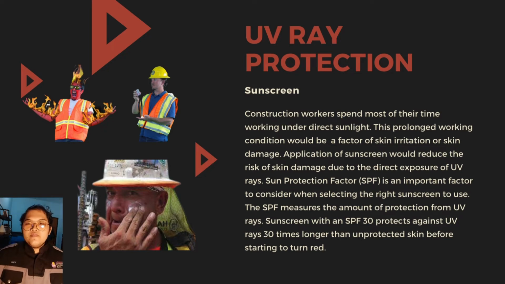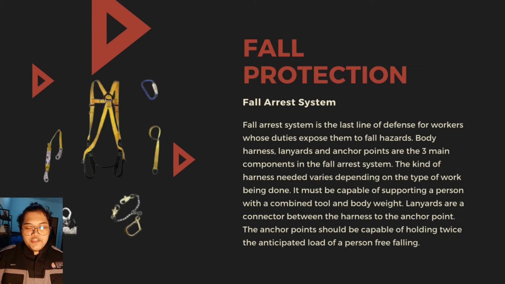The next PPE that we will discuss involves workers who are working at height, which is for fall protection. This is where the fall arrest system comes to use. The fall arrest system is the last line of defense for workers whose duties expose them to fall hazards. Body harness, lanyards, and anchor points are the three main components in the fall arrest system.